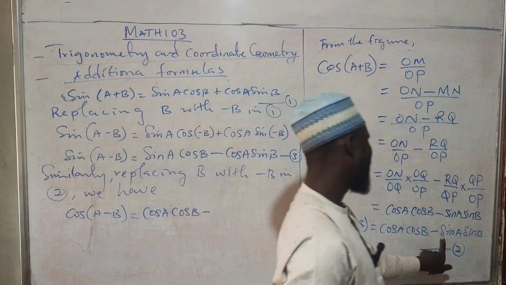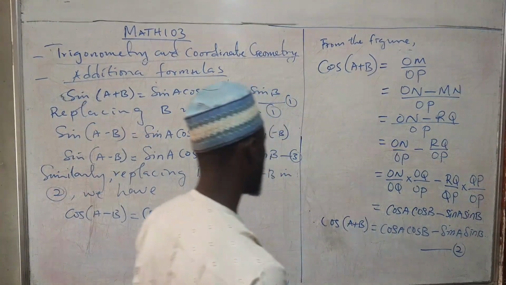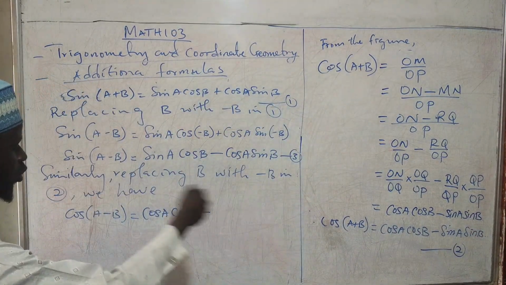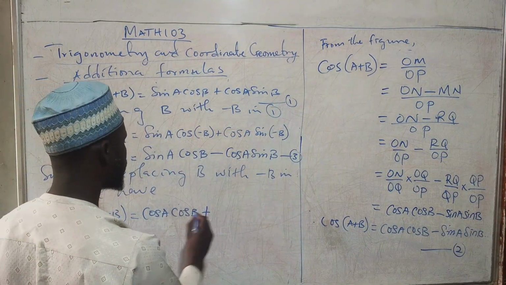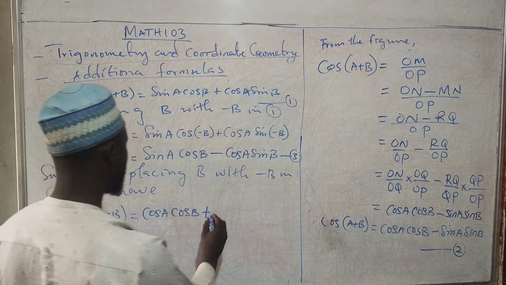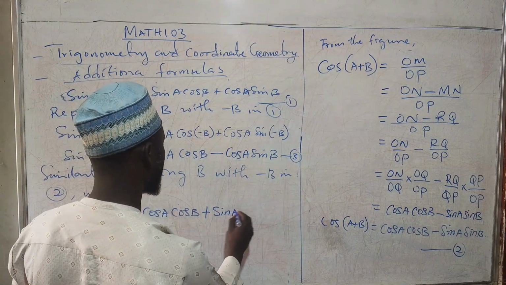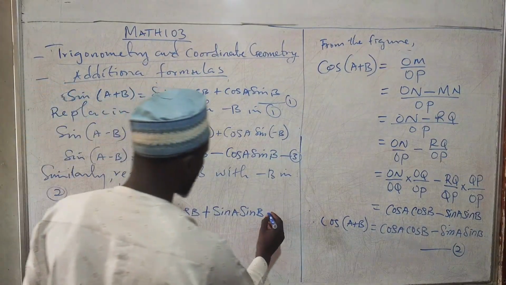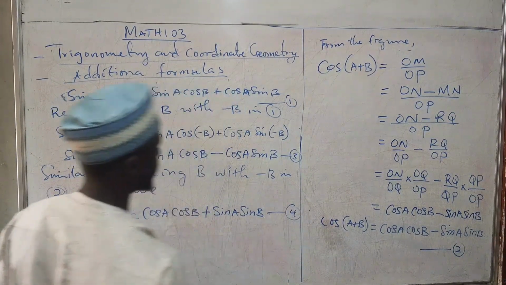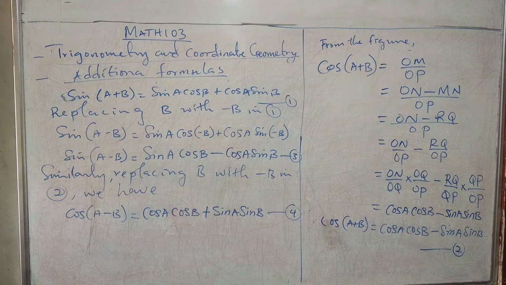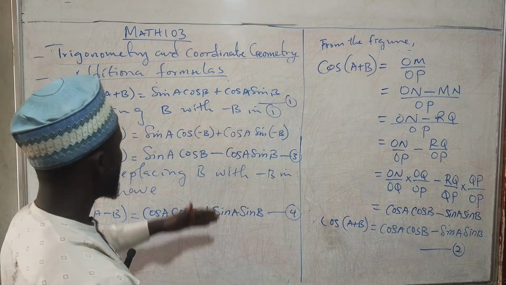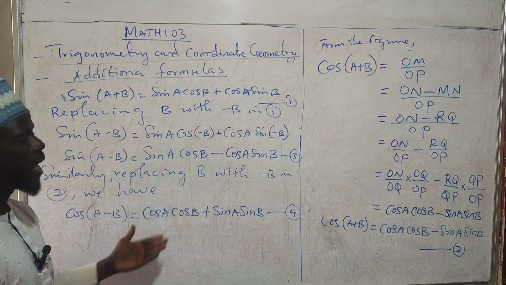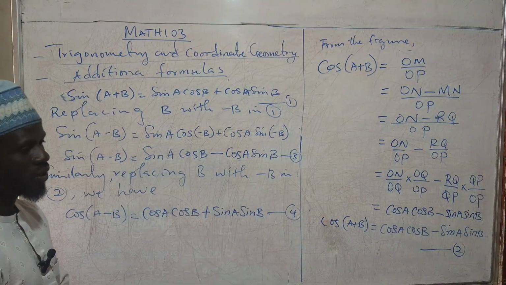So this is sine A sine minus B. If you put minus B here, the minus will affect this minus, it will be plus here. And this is equal to sine A sine B. Call this equation 4. So that is it. Now we have equations 1, 2, 3, 4. These are addition formulas for sine and cosine.